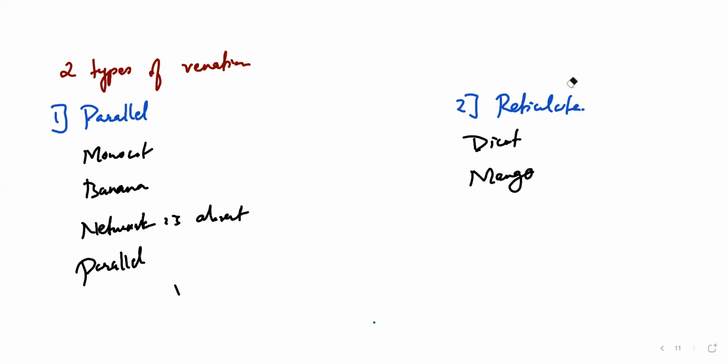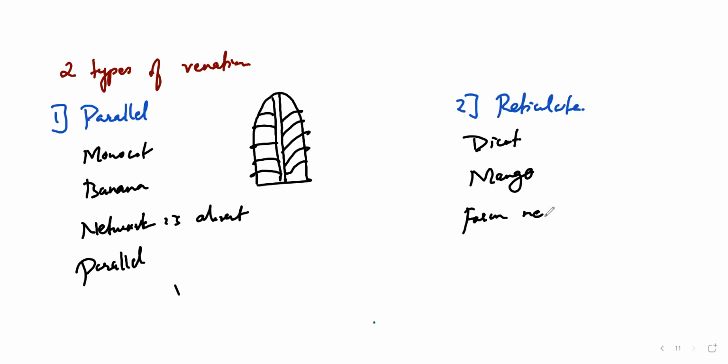Yeah, so if you take a basic banana leaf, here you will find that whatever veins are there, they will be parallel to each other. So this is called parallel venation. Whereas in reticulate venation, they will form a network. But the network will be irregularly distributed.